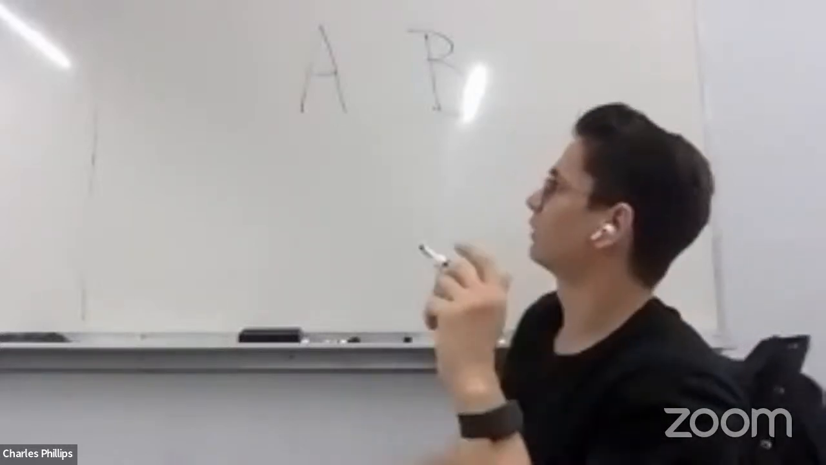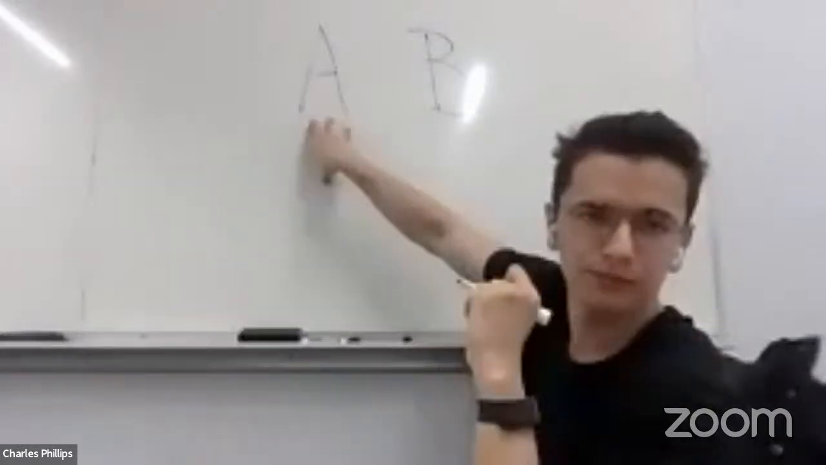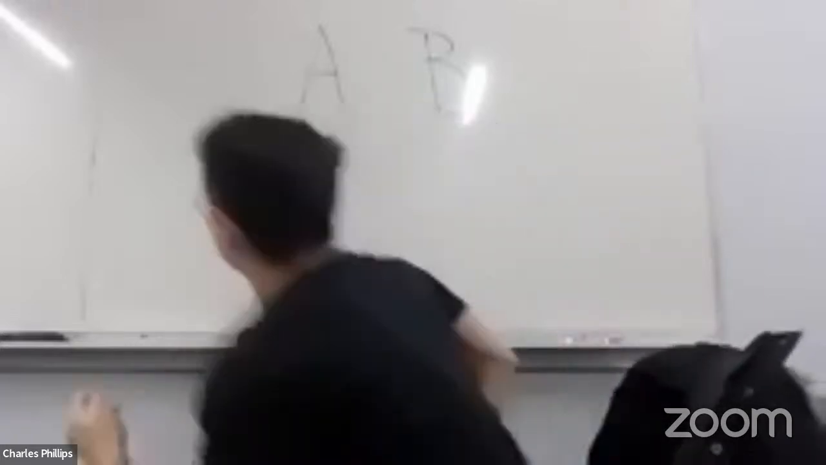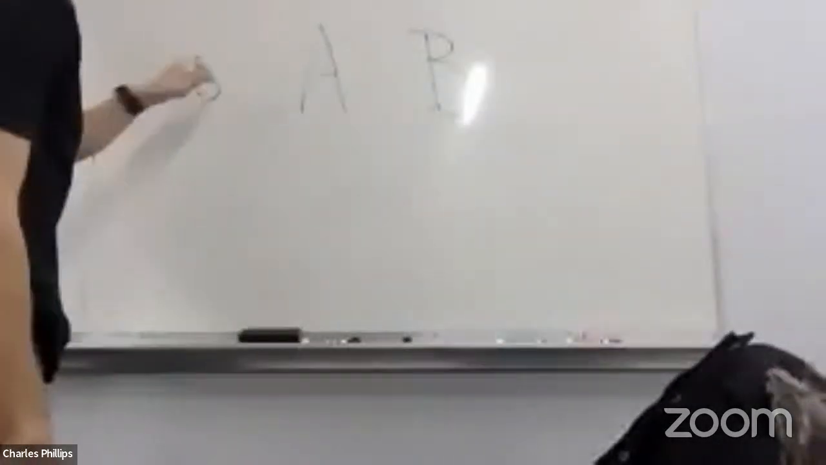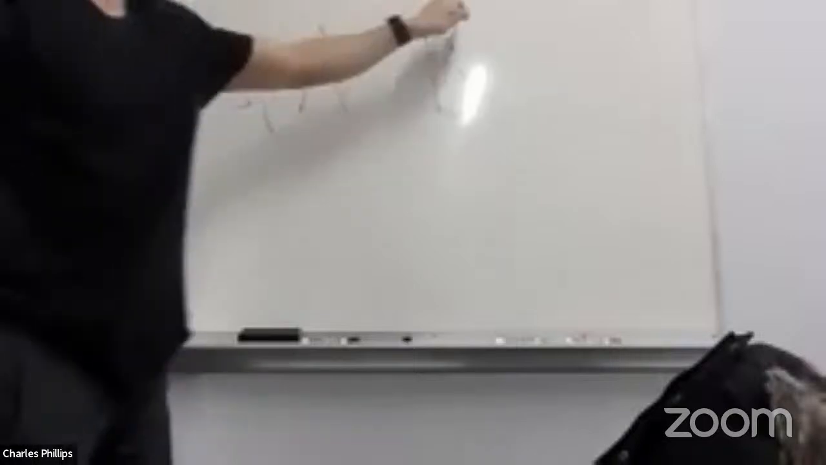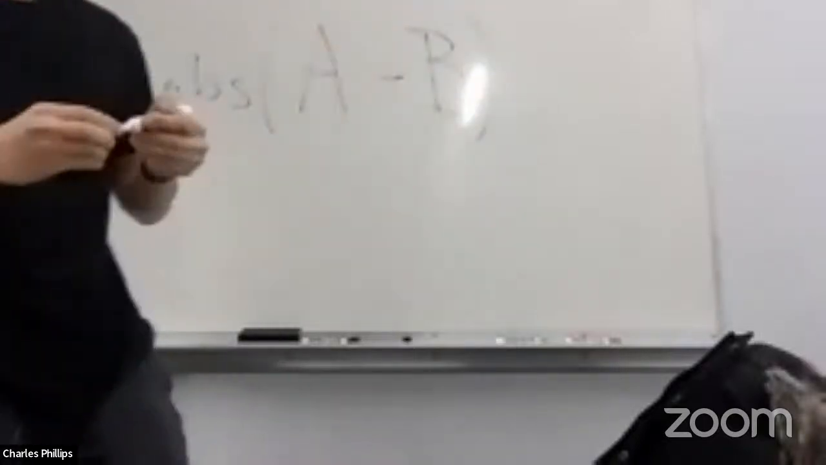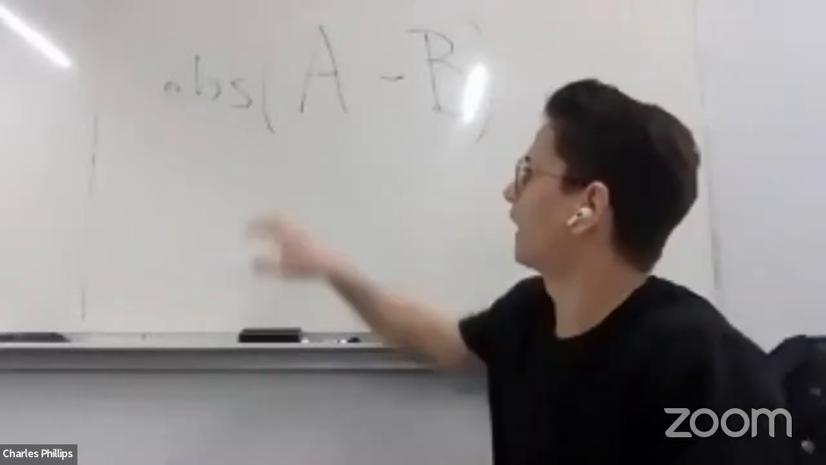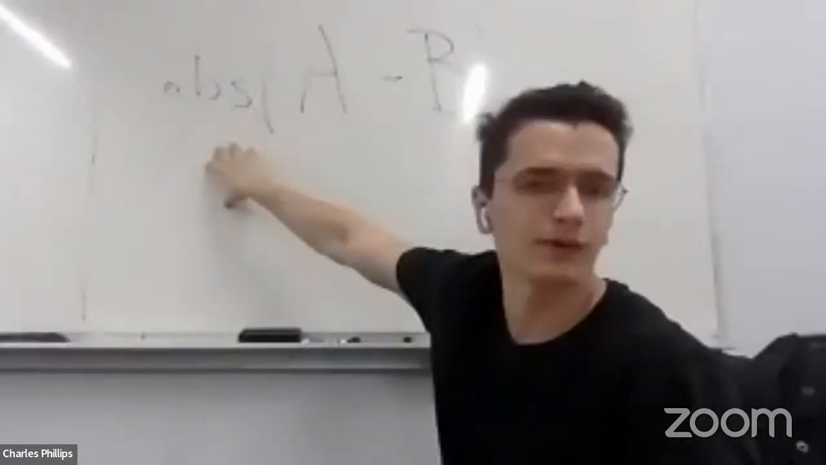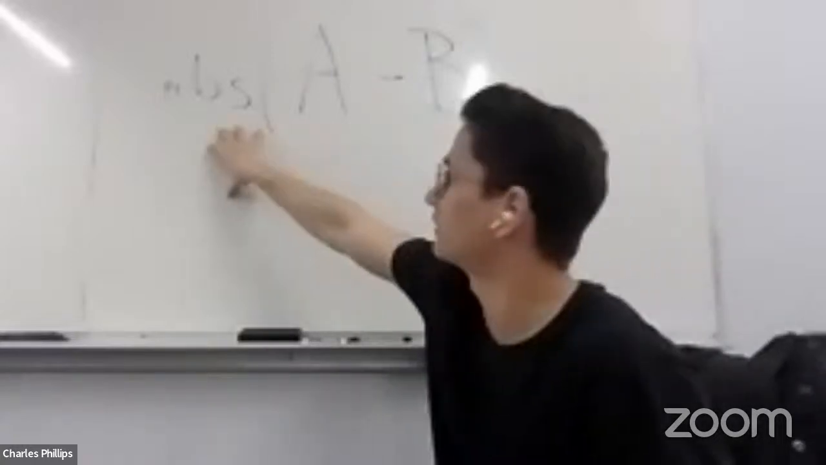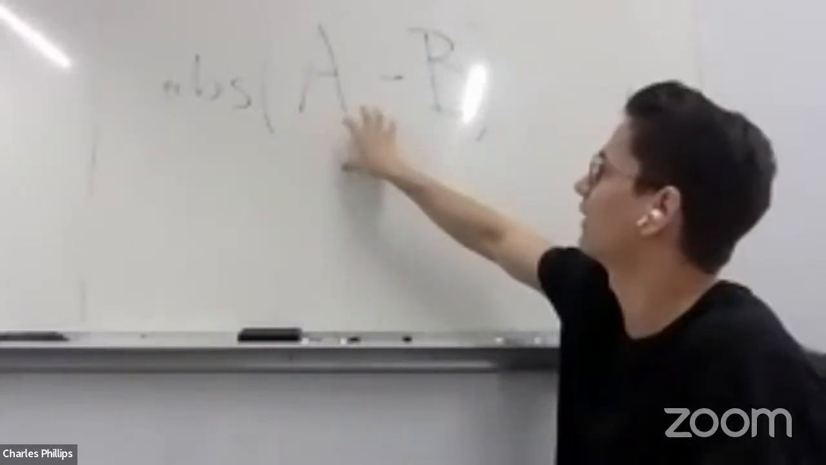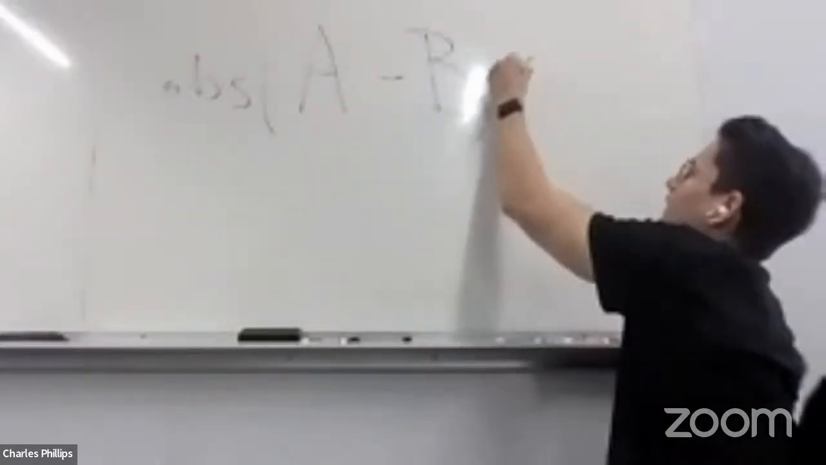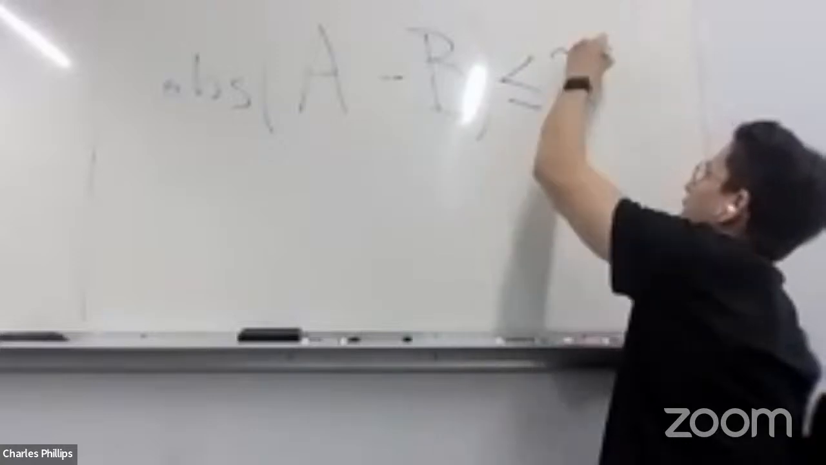What we want to say is that if A represents the time Alice shows up and B represents the time Bob shows up, then all we want is the absolute value of these times subtracted. So what this problem boils down to is finding when this inequality holds. When is the absolute value of Alice's time minus Bob's time less than or equal to 20?